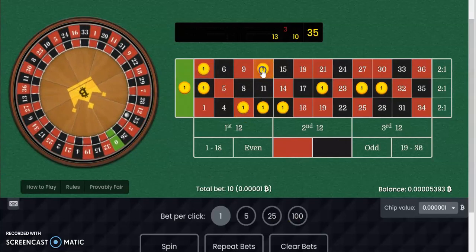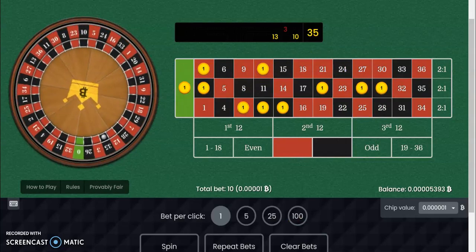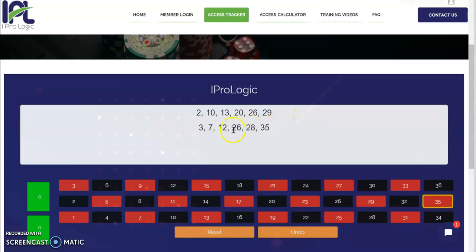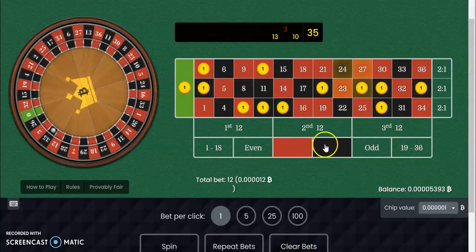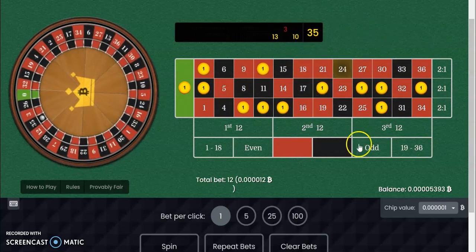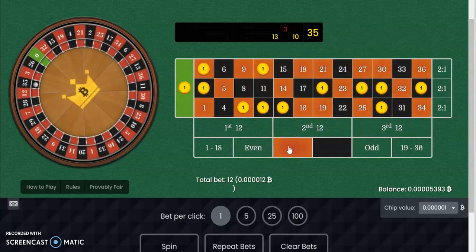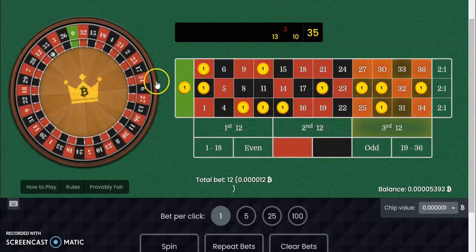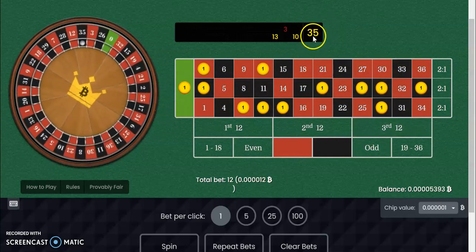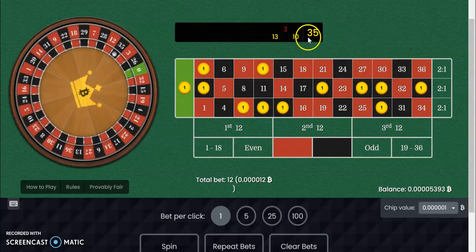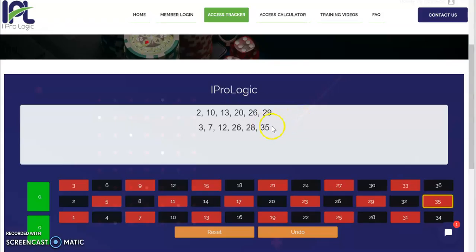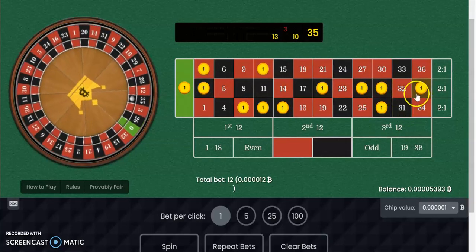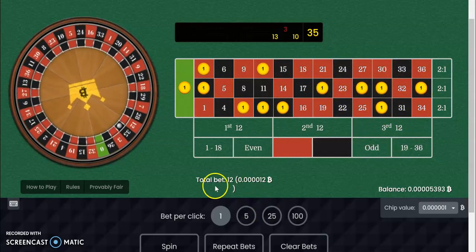3, 7, 12, 26 is a duplicated number. So what you're going to do is 28 and 35. If there's a duplicated number, you're always going to be adding the 0. What you can do is also include the last number off the wheel. But it so happens that the last number off the wheel is one of those numbers as well. So you're going to be left with 12 bets.